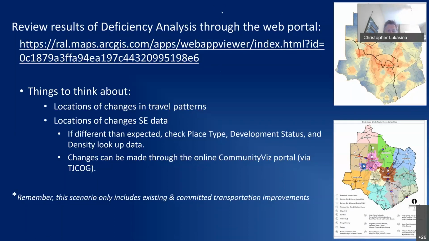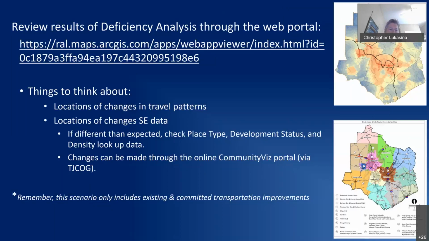Thinking about where you're seeing locations of changes in travel patterns, particularly compared to today, or where your perception or expectation of where there might be certain travel patterns in the future, if you're seeing locations where you're seeing something that's different from what you might be expecting, that's a good place for you to be looking, saying, okay, what's going on here? Let's dive into that area a little bit more. So for example, if you saw a thick red line on a corridor that you might not have expected, that's probably a good place to go and spend some time thinking about.